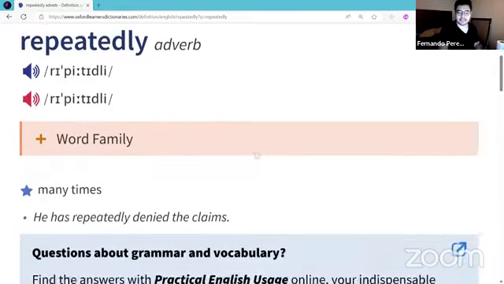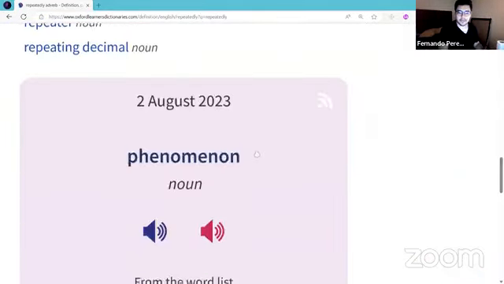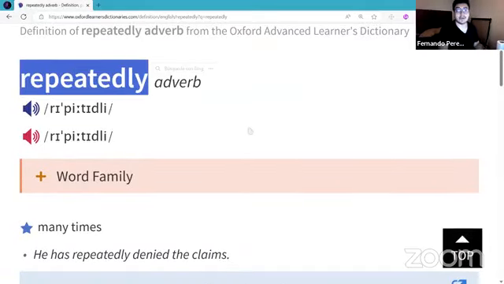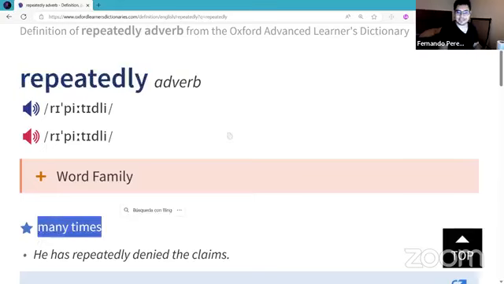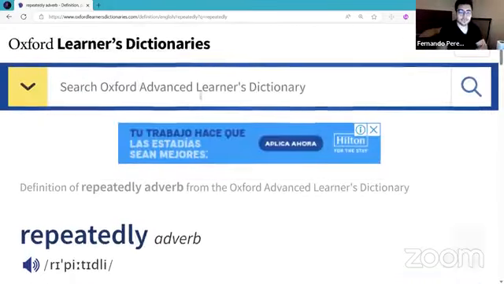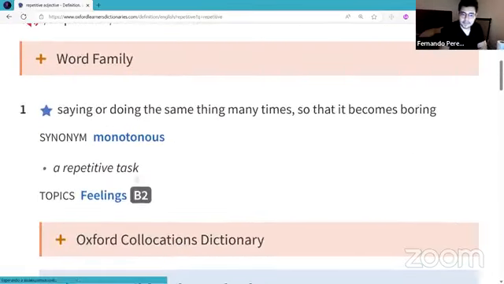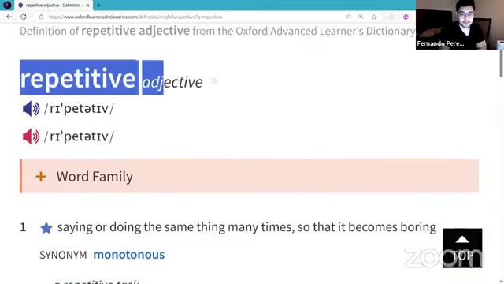Repeatedly in the dictionary is C. Oh, there's no level. But this word could be considered C1 because it's a very complex way to say many times. And many of the adverbs are over B1 and B2, for intermediate and advanced speakers. The word repetitive is B2. So that's a complex word too.